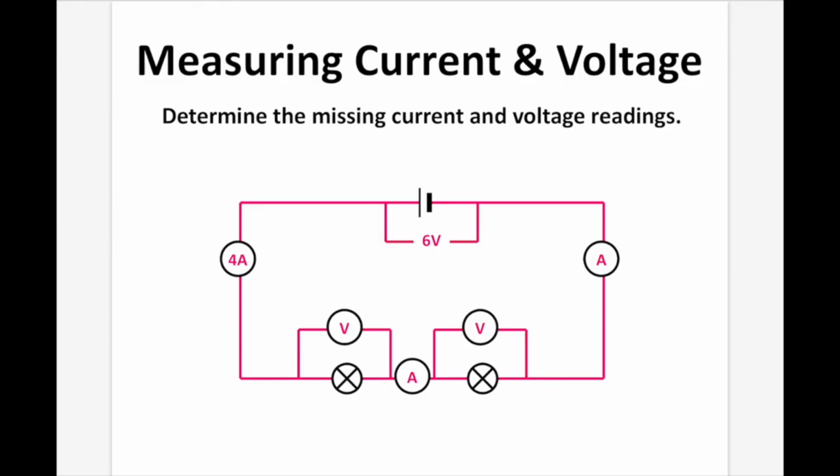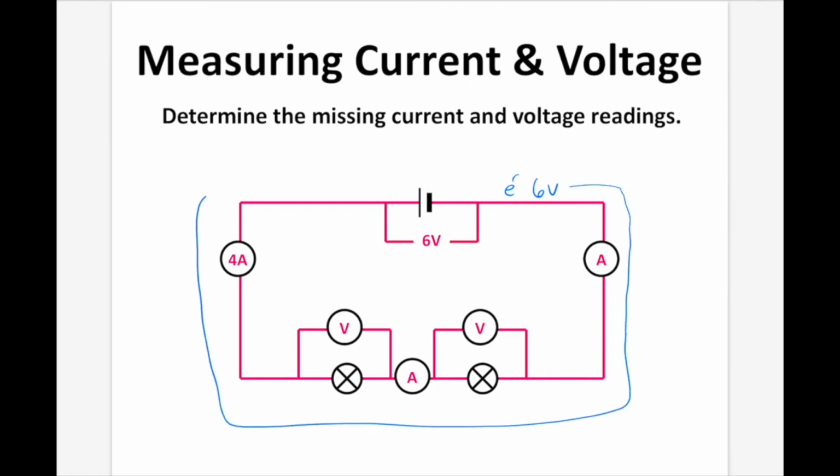Each electron that leaves the battery has 6 volts. This is a series circuit, so each electron will pass through all the components until it makes its way back to the battery. That means the voltage that it has is going to be shared between every component. Now there's only 2 components, so it's going to give 3 volts here and 3 volts here.